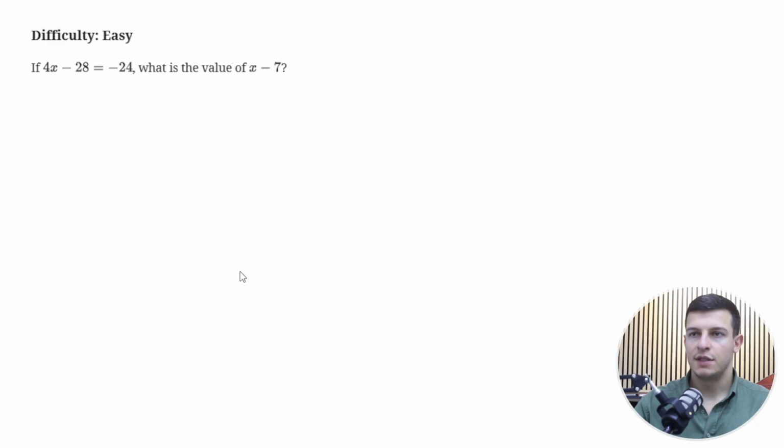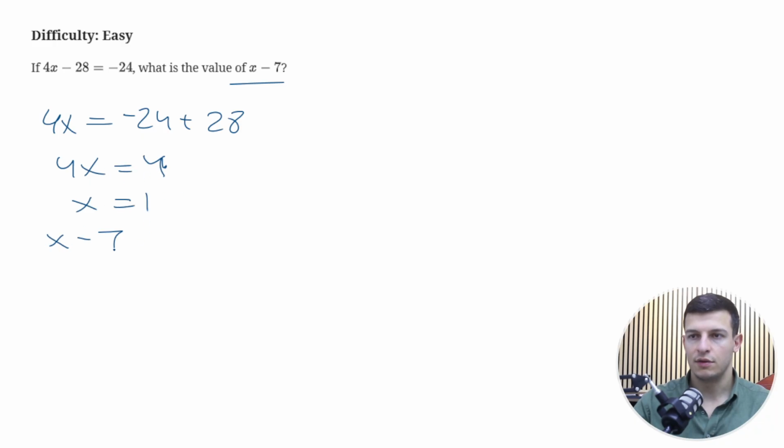If 4x minus 28 is equal to negative 24, what is the value of x minus 7? Again, it's a similar type of question. We're not looking for x, we're looking for x minus 7. Now, there are 2 ways you can handle this. You can do it the way we just did: 4x, add 28 to both sides, is equal to negative 24 plus 28. So 4x is going to be equal to 4, and x is going to be 1, and then x minus 7 is going to be 1 minus 7, which is negative 6.